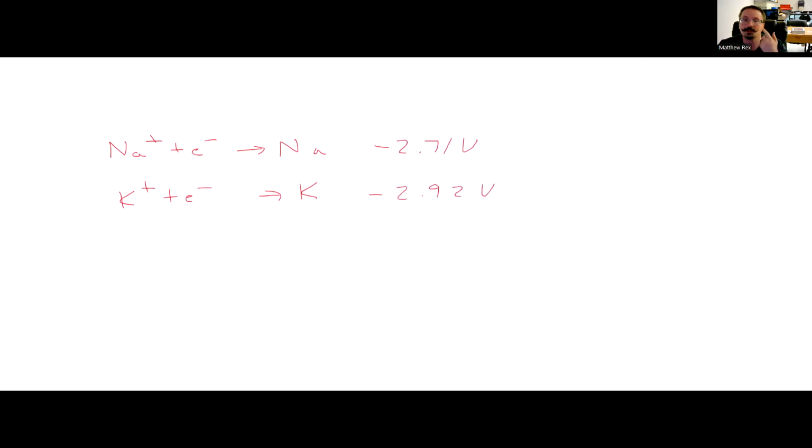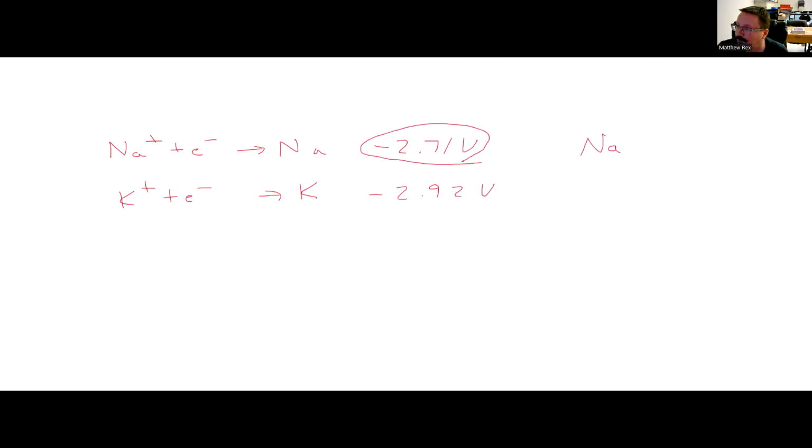So the reduction that occurs is the one that is higher on the table. As we go up on the table of standard reduction potentials, their reductions are more likely to occur. In that case, it's this one. It's a negative value, but it's higher on the table. It's less negative than the potassium. So preferentially, we should see the reduction of the sodium.